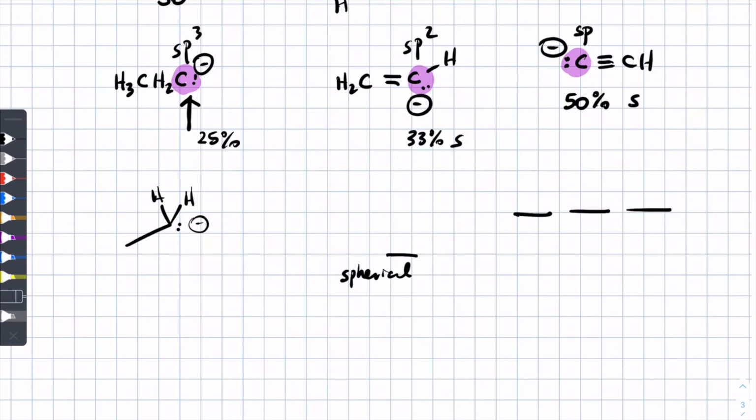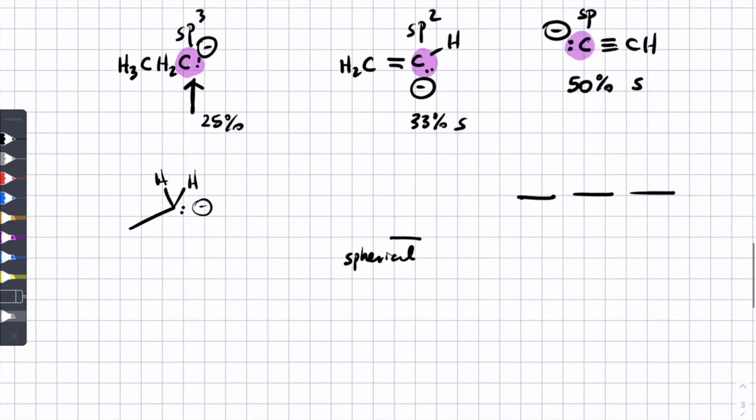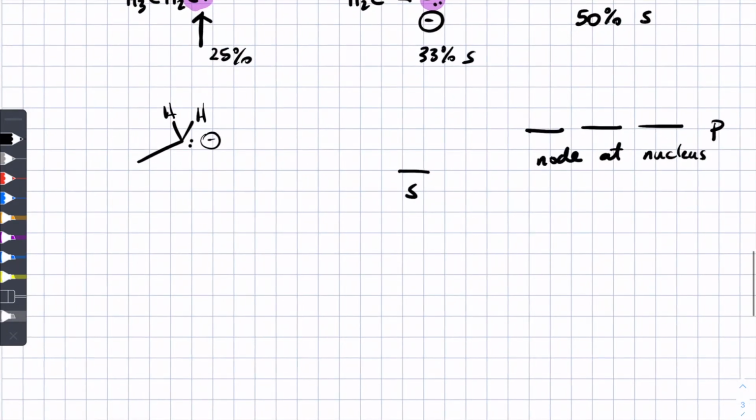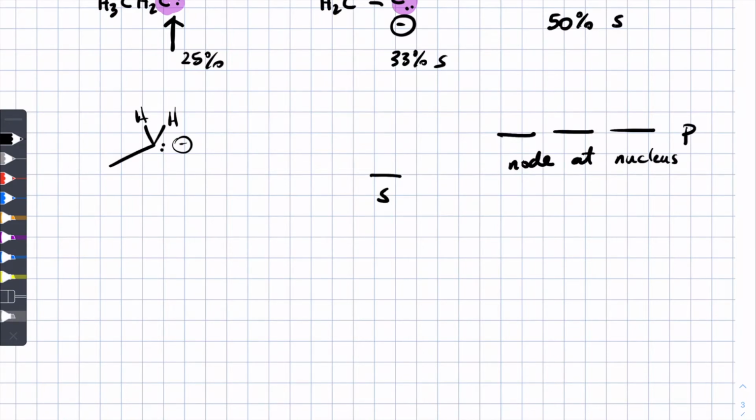The s orbital is spherical and holds electrons closer to the nucleus, whereas the p orbital has a node at the nucleus and therefore has to hold the electrons further away by definition. And you're used to thinking about this from Gen Chem because we start to fill s orbitals before p.